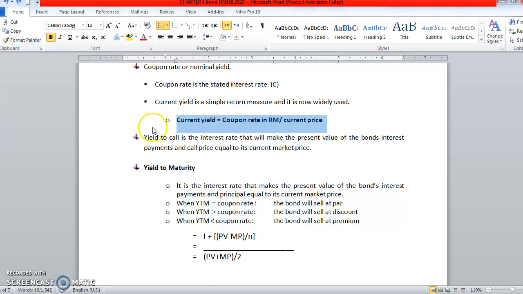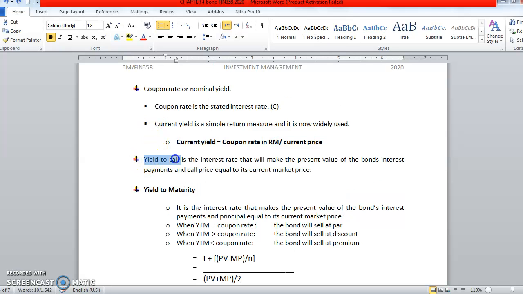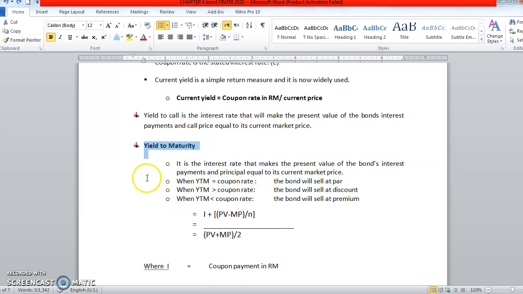And also in this part we have the yield to call, which is the interest rate that will make the present value of the bond interest payments and call price equal to its current market price. So yield to call, or YTC. I'm going to show you later on as well how to calculate the YTC. And this one, yield to maturity, I think you already learned in the fundamentals of finance.